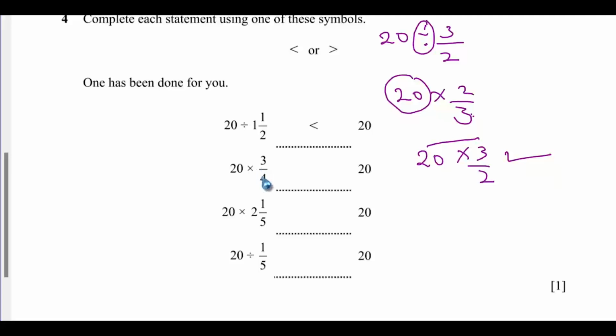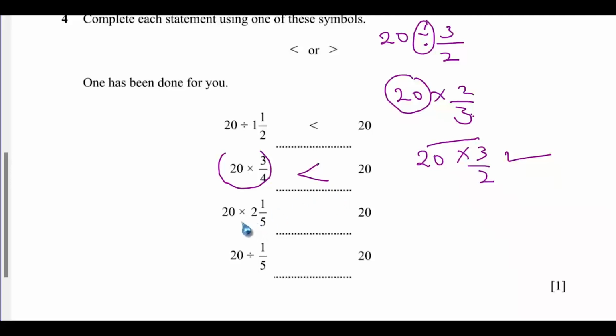20 times 3 over 4. So for this one, you are dividing. Look at the fraction here. The fraction is 3 out of 4, and the denominator is bigger than the numerator. So of course, the result of this will be less than 20. So what we need to put there is less than.